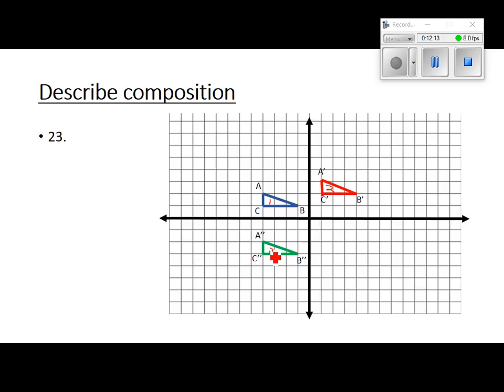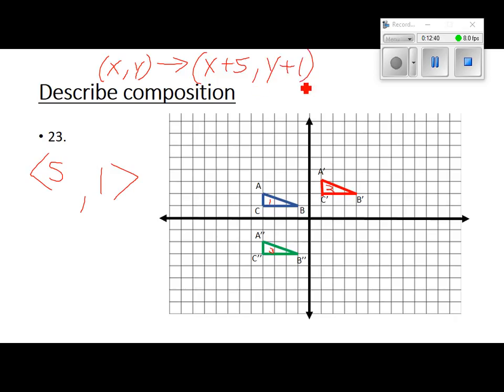What did I do? And let's just do a vector. What did I do to go from blue to red? We're X plus 5, to the right 5, up 1. So that would be our vector, right? Now a lot of you are wanting to write it this way: X plus 5, Y plus 1. Is there anything wrong with writing it that way? No. I was just being lazy, writing it as a vector because it's shorter. Okay? So that's your first movement.